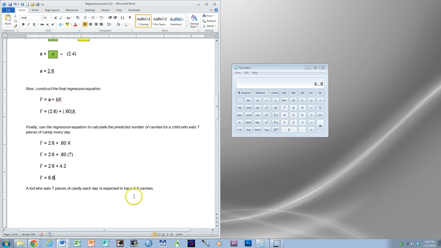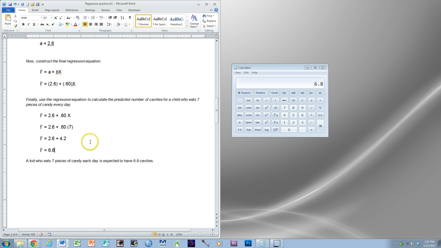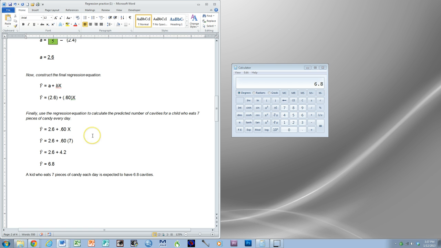Okay, that's how that works. That's how you calculate these coefficients and the slope intercept, and how you would use the equation. I will mention though that you can also solve for x. If we wanted to turn this around and ask how much candy a kid would have to eat to have 10 cavities, you could put the 10 in here and solve for x. You'd subtract this term and then divide, and that would give you your x. So it works either way. You can always solve for x or y. Okay, hope you find that helpful.